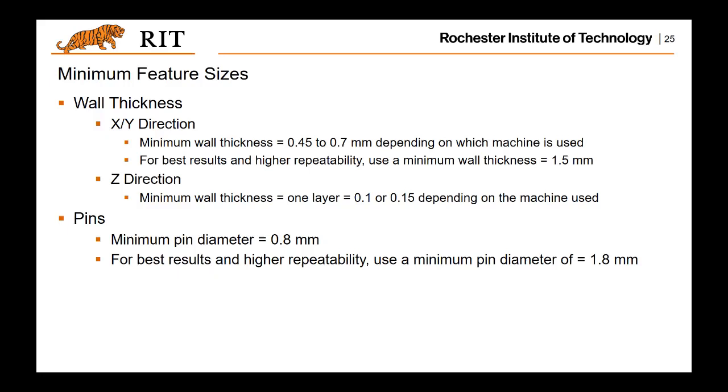So the limitations or the constraints of this process would also affect some of the features. For example, for the wall thickness, in the XY direction, the minimal wall thickness would be 0.45 to 0.7. And why is there a range? Because different machines could have different building precision, and there will be some variations depending on it.